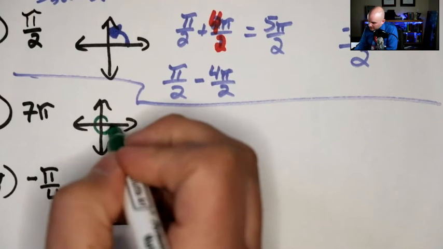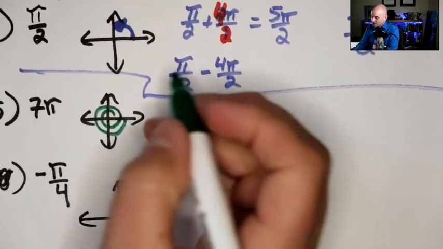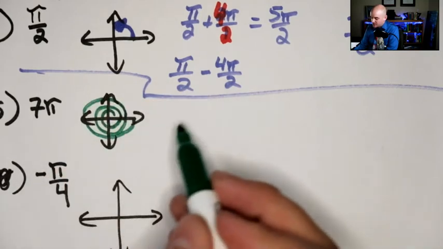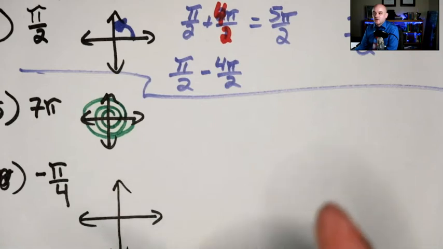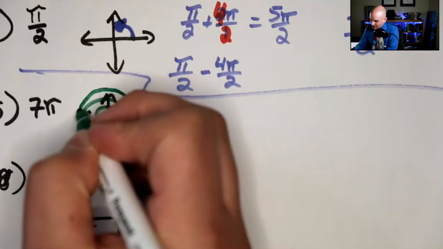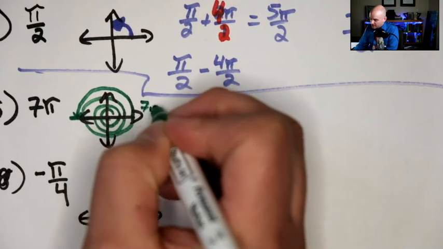Go around again, and that's going to be another 2 pi, which is 4 pi total now. Go around again, and that is 6 pi. So every time we go around, it's multiples of 2 pi. So 1, 2, 3 times around, you're at 6 pi. One more pi. Remember, pi is only like half a circle here. So we stop right here. This is where 7 pi is.